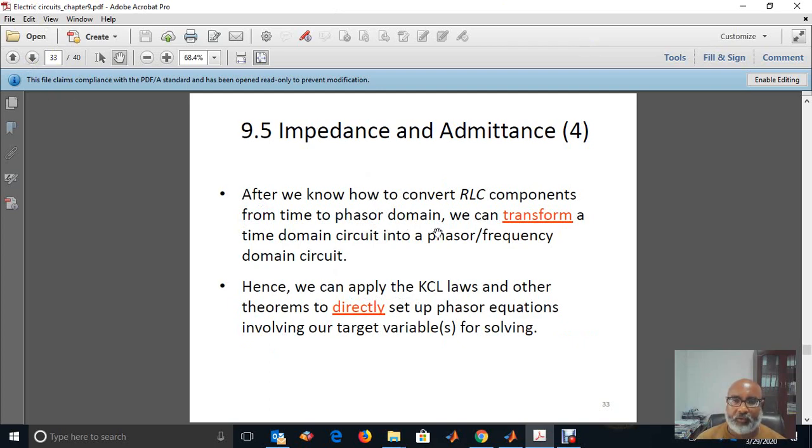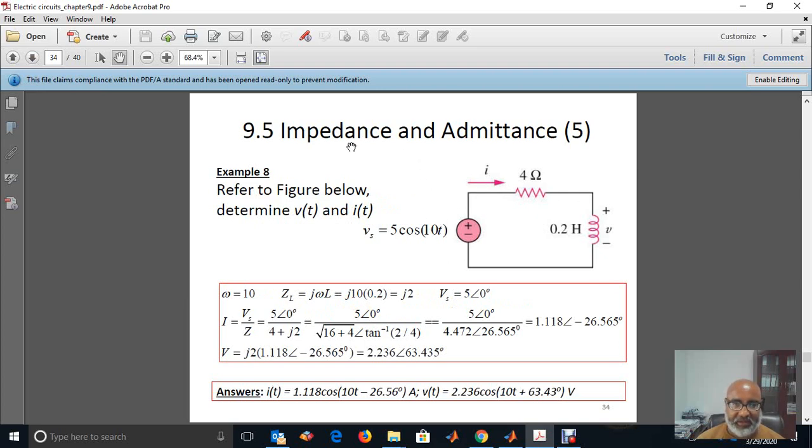After we know how to convert RLC components from the time domain to the phasor domain, we can transform a time domain circuit into the phasor and frequency domain, and then we can solve it. We can apply KCL, KVL, and other theorems. All the theorems and all the laws that we studied in the previous chapters will apply for the AC circuit.